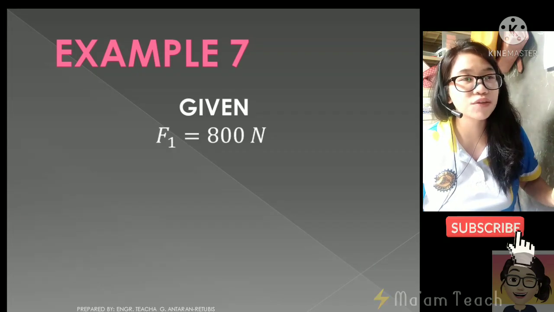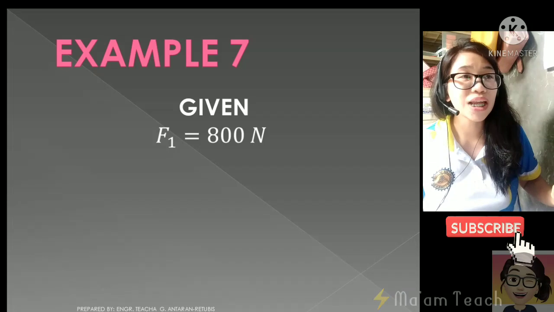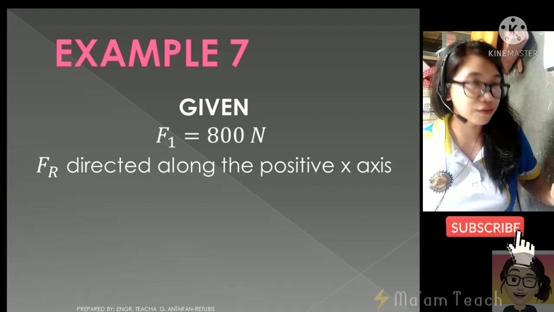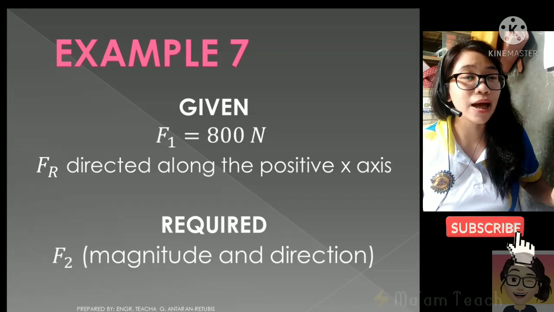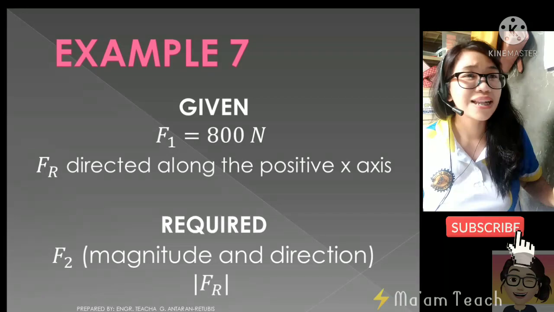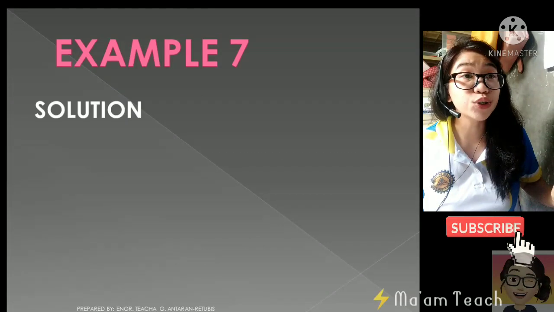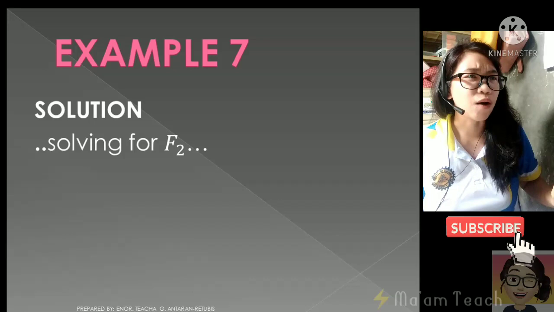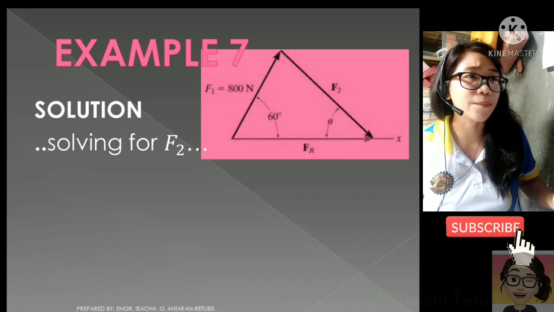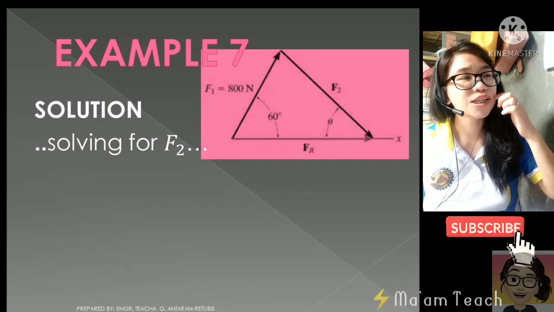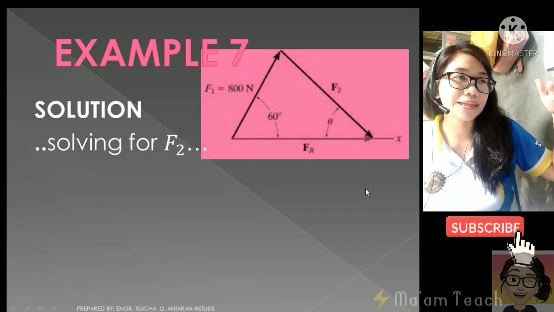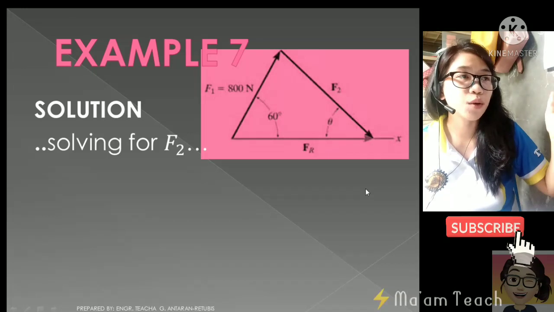So from here, first, our given is f sub 1, like I said, 800 newtons, as well as the direction of our f sub r. It should be directed along the positive x-axis. And from this, we are required to solve for the magnitude and the direction of the f sub 2 and for the magnitude of f sub r. Okay, let us start with the solution for the f sub 2. Now, to solve for the f sub 2, class, let us again take a look at the diagram. So the f sub 2 here is, as you can see, towards the x-axis, so it is touching the arrow of the f sub r.